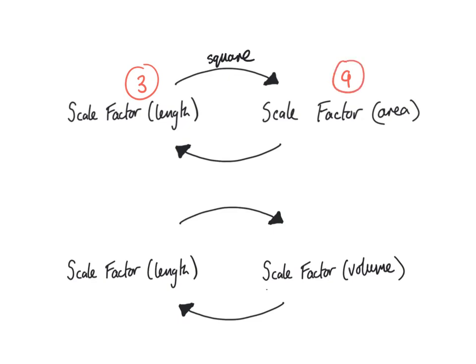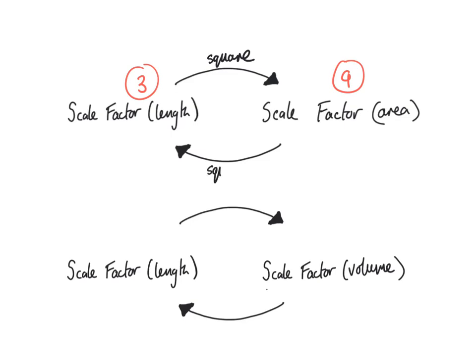So what I want to look at now is what would happen if I was only able to work out the scale factor of area, and that would come from being given two areas that I could make into a scale factor, and I need to go back and find the scale factor of length. Now if this direction here, we're squaring it, then this direction must be the opposite of squaring something. So the opposite of squaring something is to find its square root.